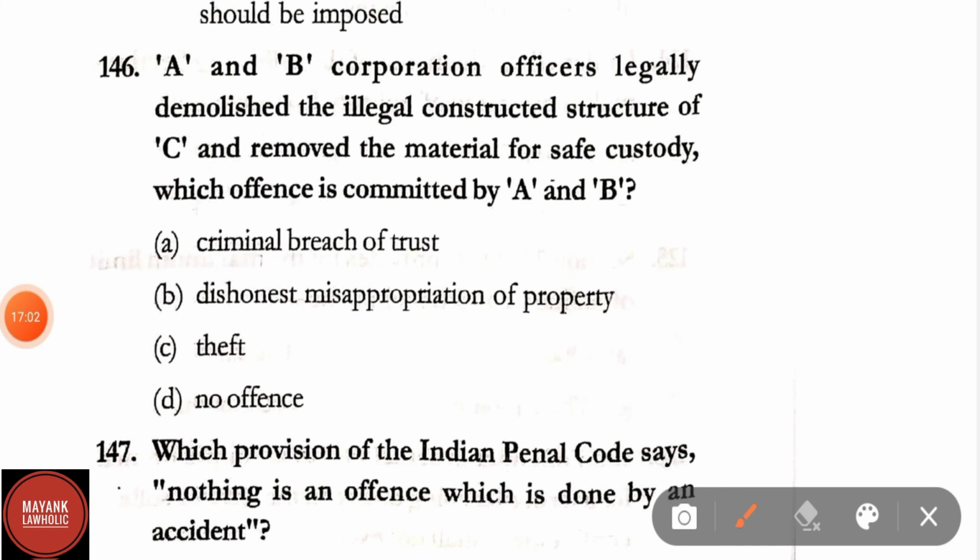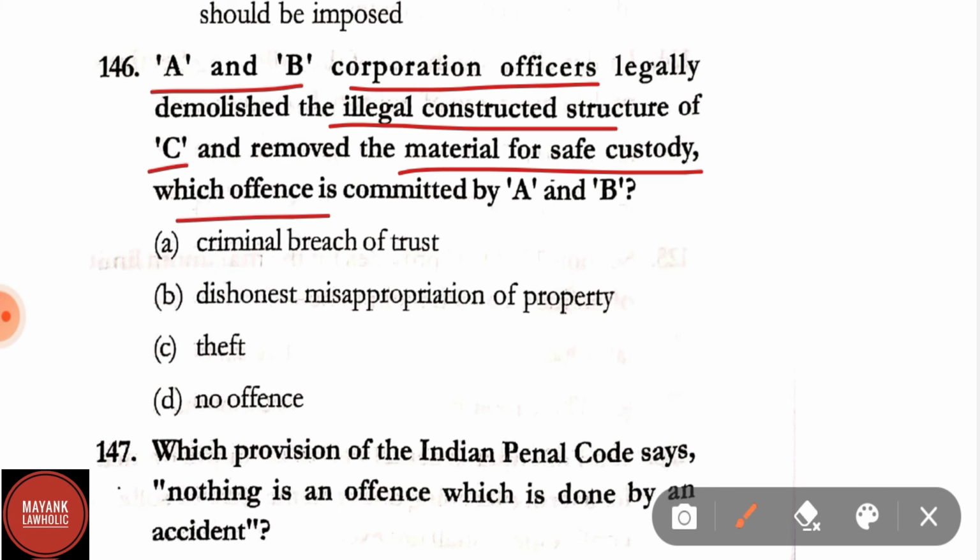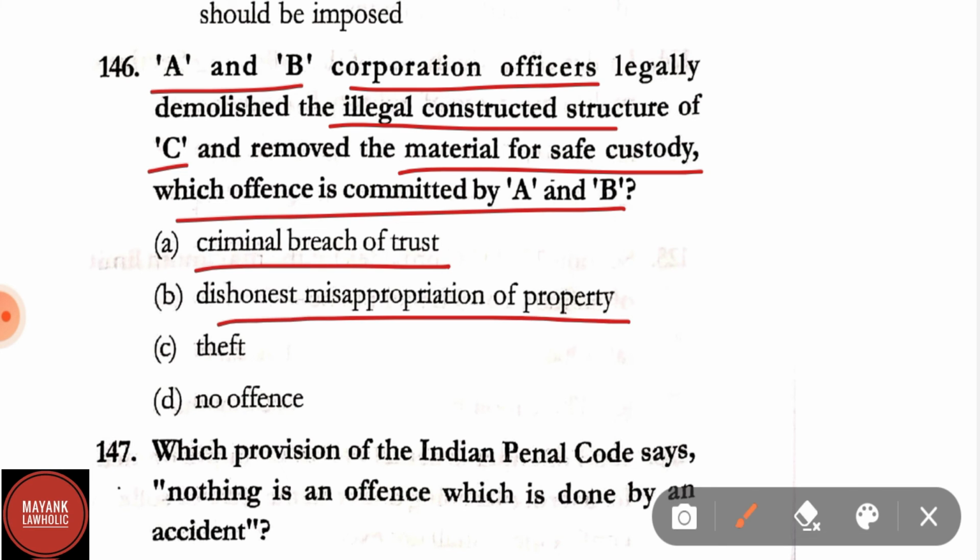Question number 146. A and B, corporation officers, legally demolish the illegally constructed structure of C and remove the material for safe custody. Which offence is committed by A and B? Option A, criminal breach of trust. Option B, dishonest misappropriation of property. Option C, theft, and option D, none of the above offence. Correct answer is option D, that is no offence.